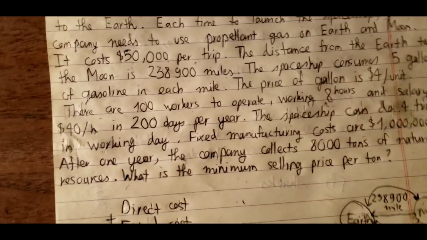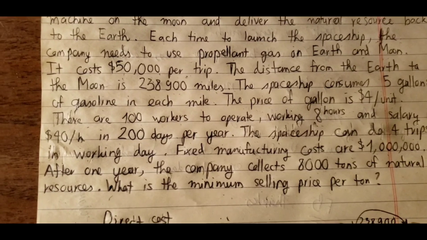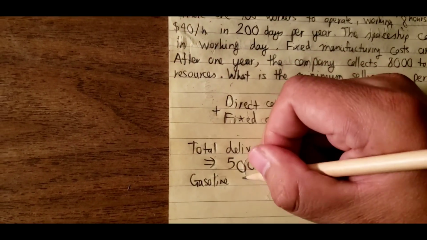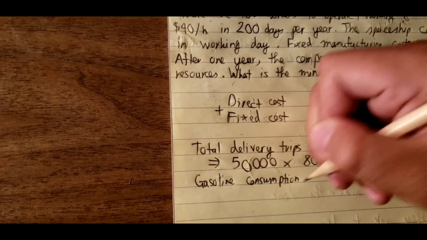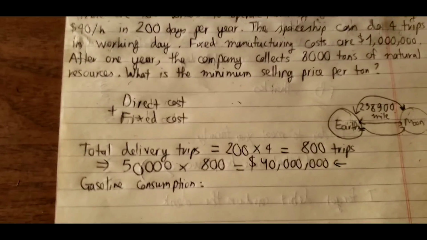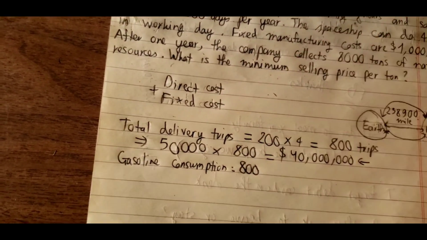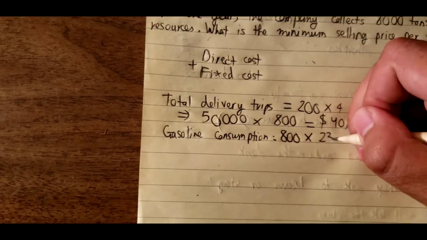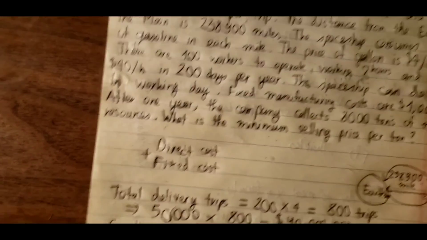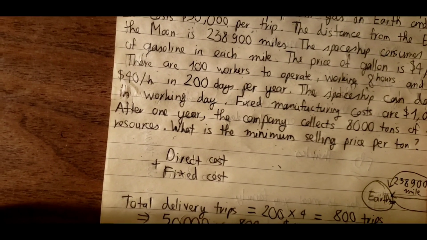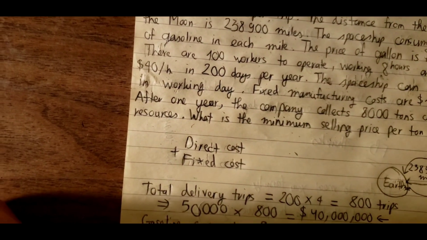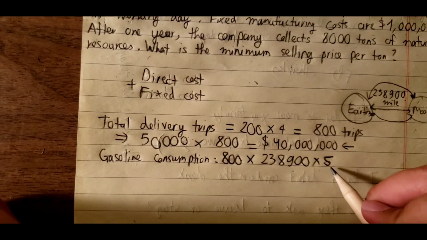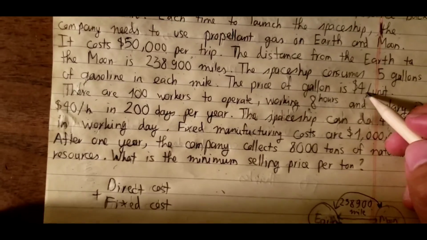The next one, let's see about the gas, because every time we deliver, we need to consume gasoline. So for gasoline consumption, we have 800 trips in here, and we have 238,900 miles. And we know that it is 5 gallons per mile. So we have 5 gallons in here. Let's multiply by 5, because each mile we consume 5 gallons, and each 1 gallon costs $4.